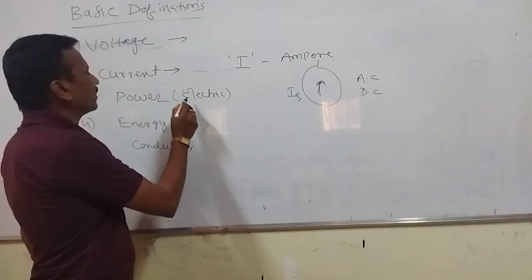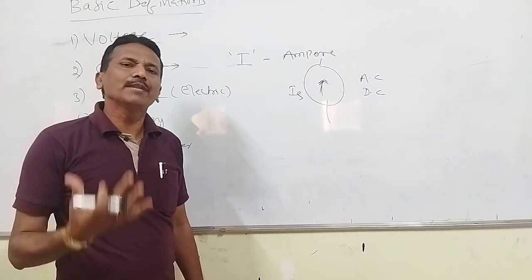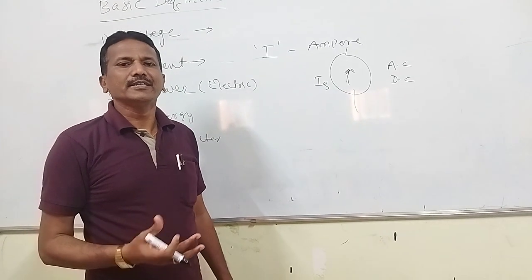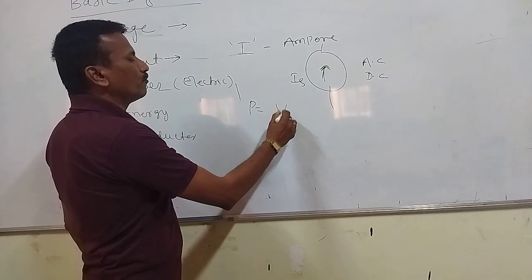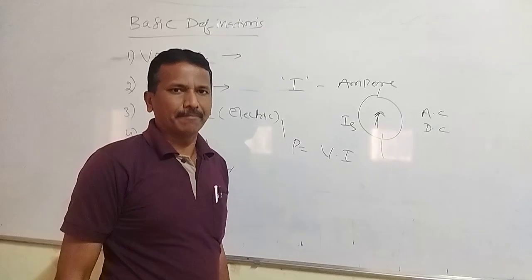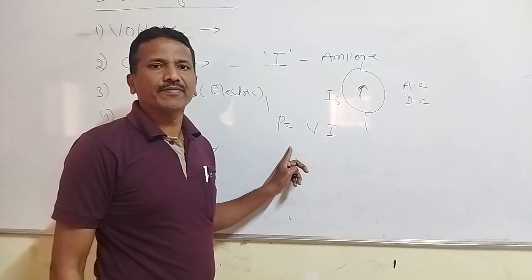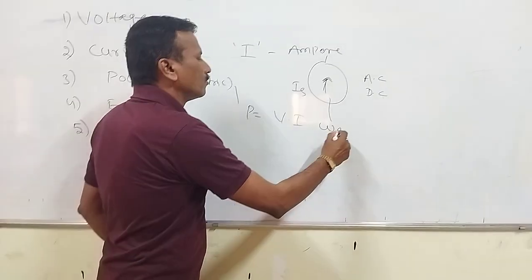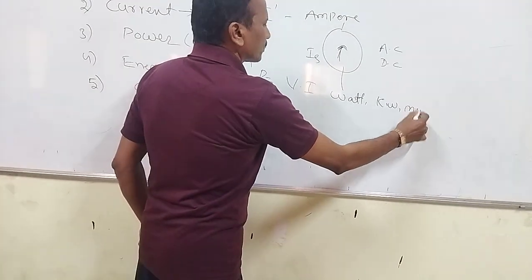Now coming to the power, which power is it? Electric power. So physical power we have and as well as electrical power we have. Whenever we are discussing the electrical power, it can be defined as the product of voltage and current. So you know the voltage, you know the current, from that we can find the power. That is electrical power. And unit of electrical power is nothing but watts or kilowatts or megawatts.